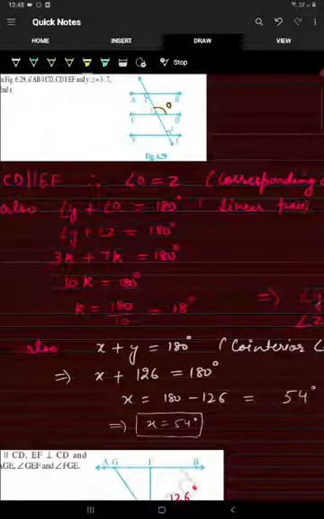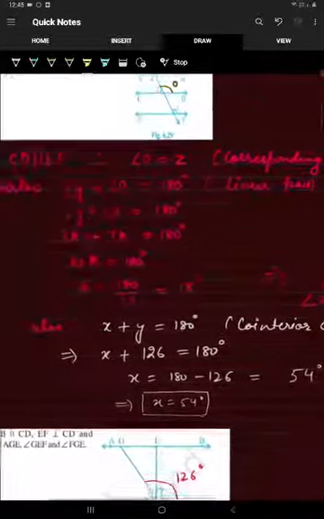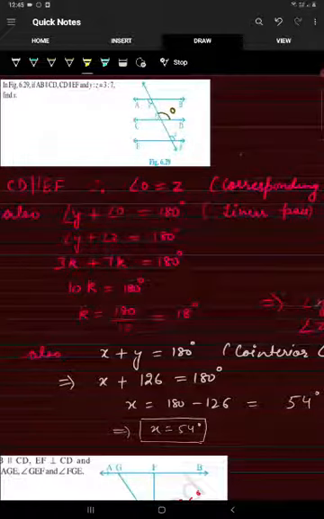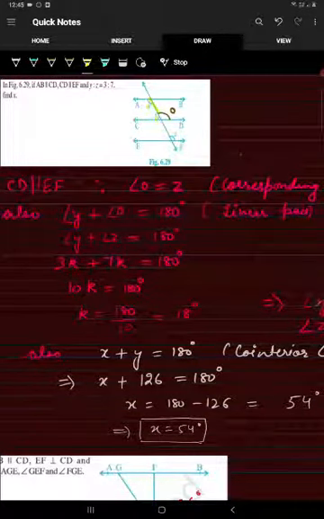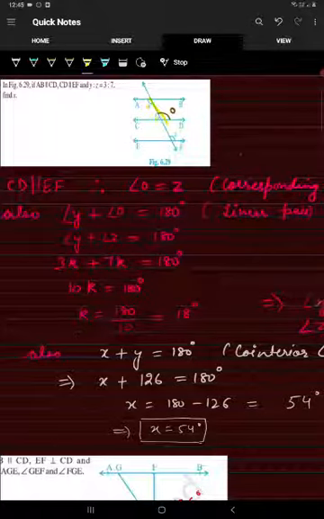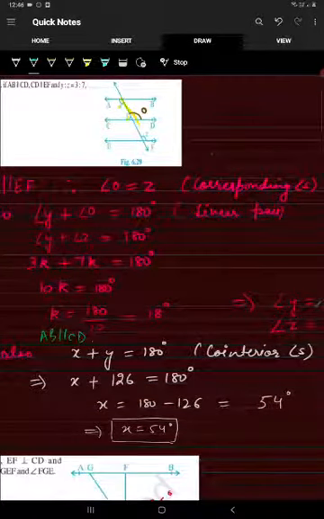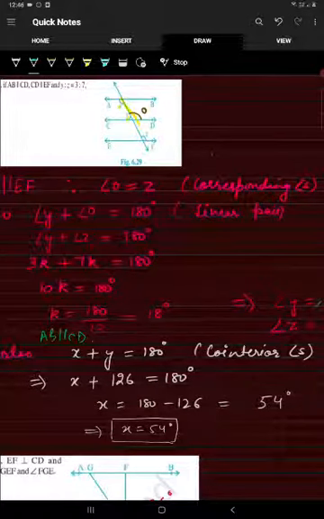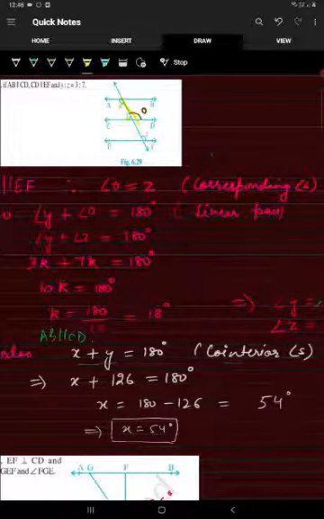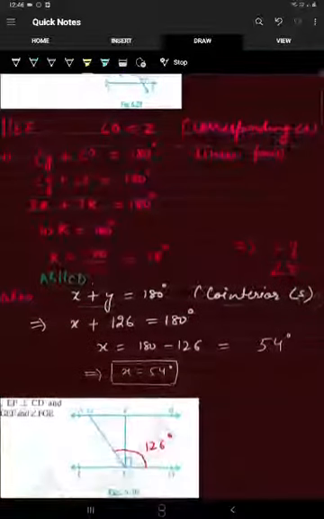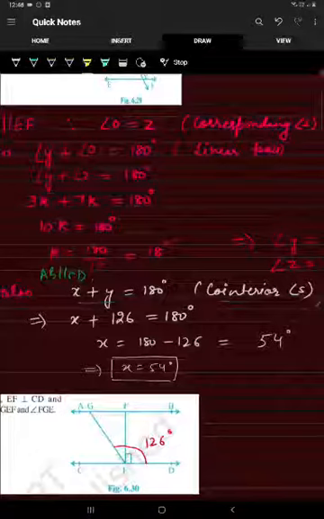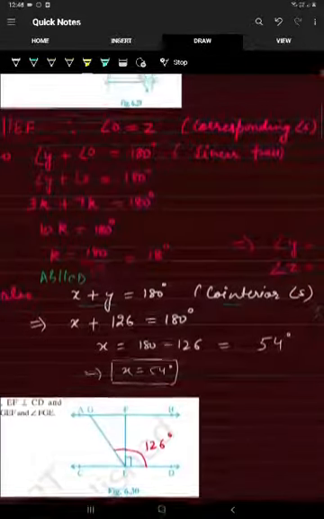Now our main motive was to find angle X, and as we know, X and Y are the angles on the same side of the transversal. AB is parallel to CD. Here again AB is parallel to CD, therefore angle X and angle Y will be co-interior angles, and we know that if two lines are parallel, then the co-interior angles are supplementary. That is, their sum is equal to 180 degrees, and we know the value of Y is 126 degrees, so we can find the value of X, which will be 54 degrees.